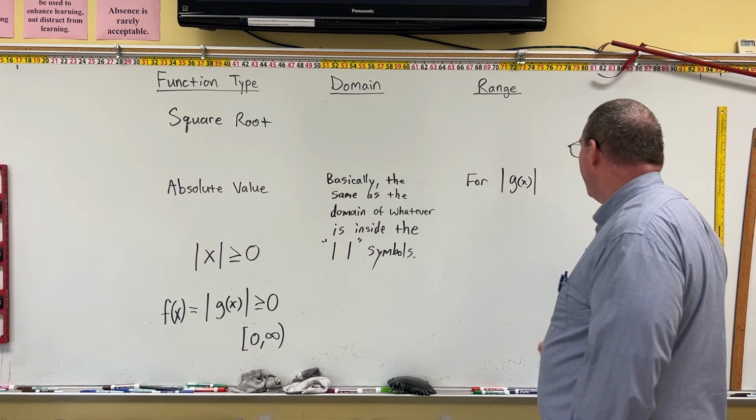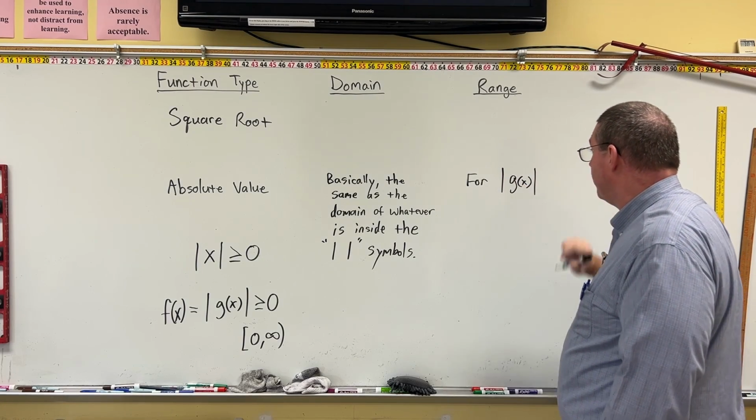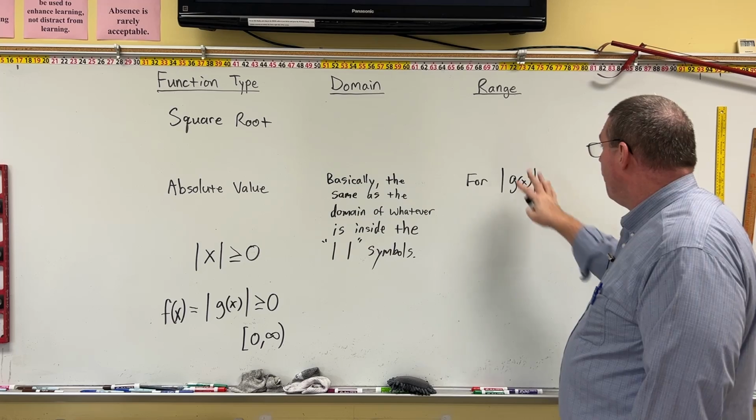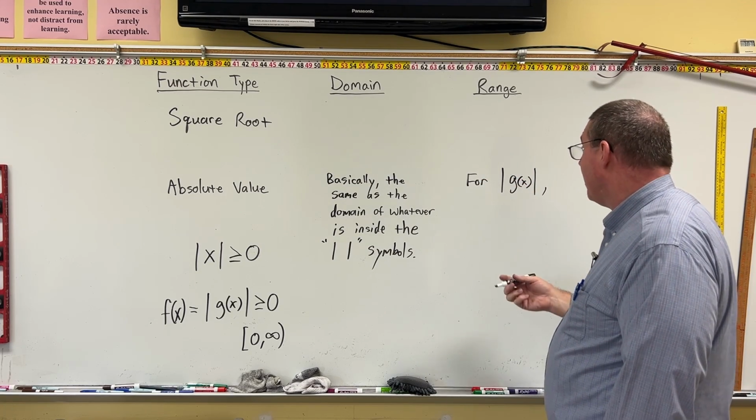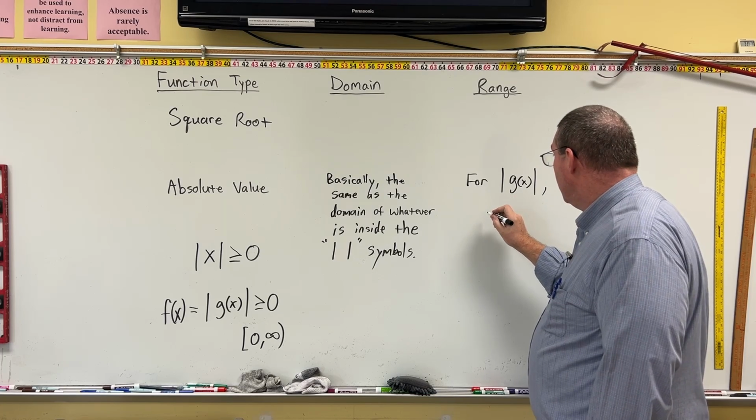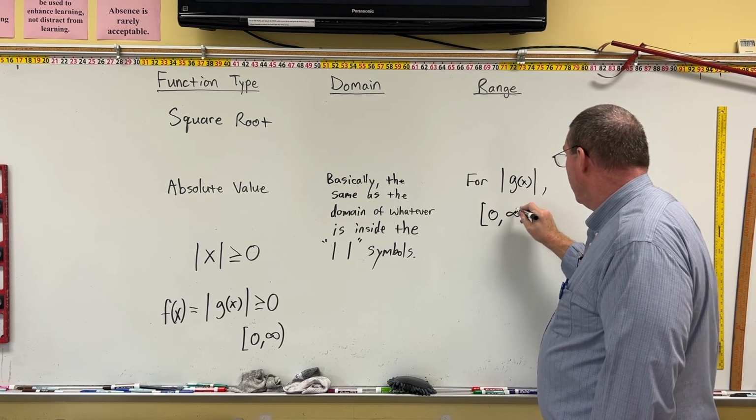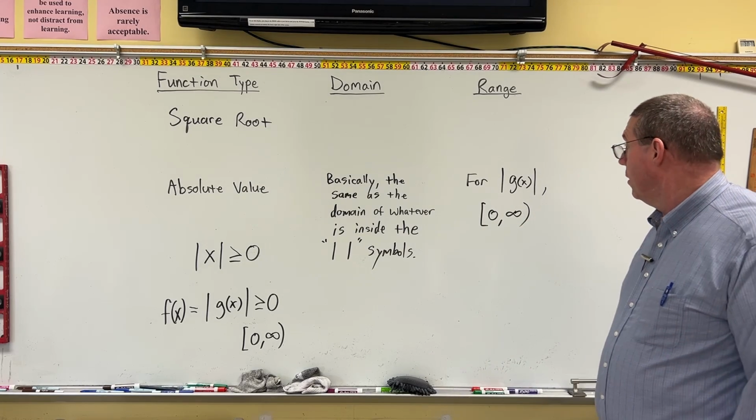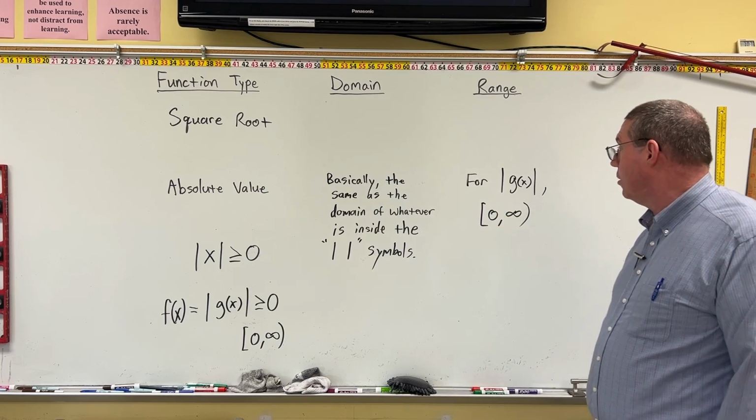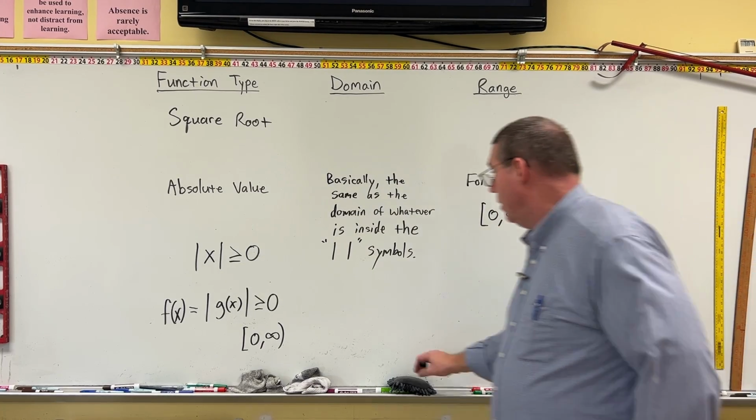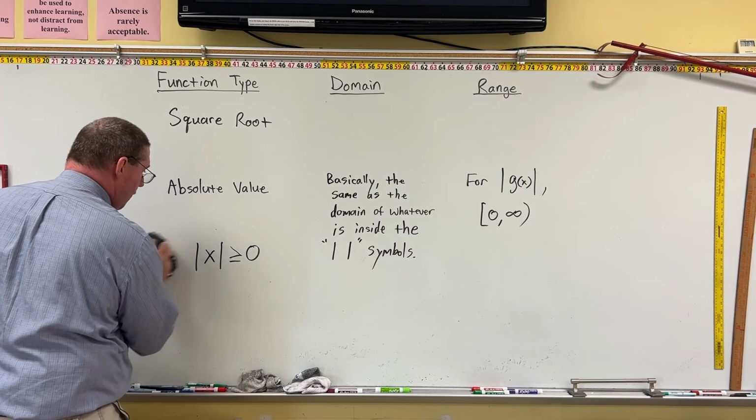It has to be positive up here. If it's negative here, you have to multiply by negative 1 and move it to the other side. So for the absolute value of any function g of x, or any answer for that matter, the range of an absolute value is 0 to infinity. Just 0 to infinity. That's it, because it's not going to include any negative numbers, but it can include 0. So that is the domain and range of an absolute value function.